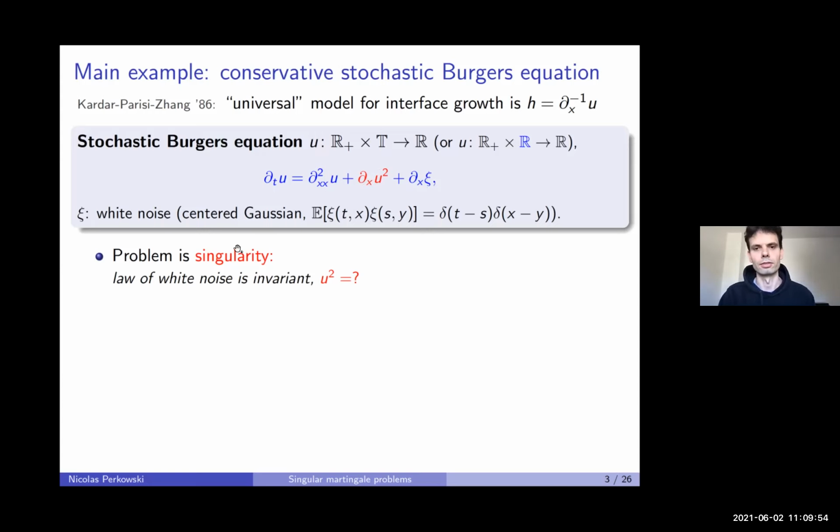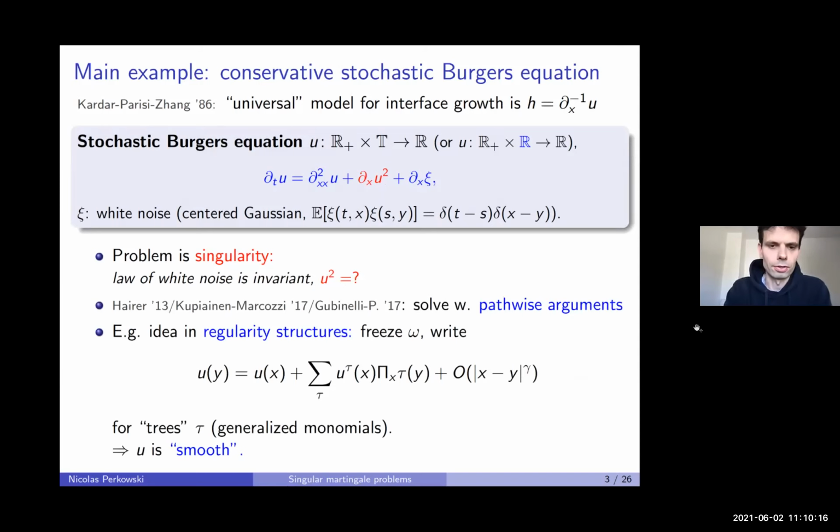And this is this usual story in this business that we cannot make sense of the equation classically, because U square would be the square of a distribution. And we have a problem with that, because the invariant measure of this SPDE is the white noise, so it would be like the square of the white noise.